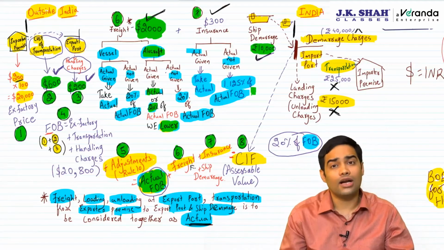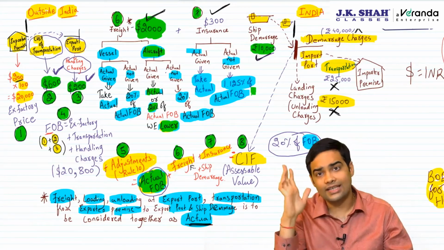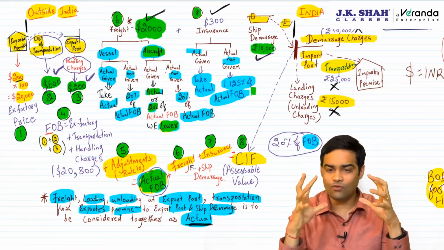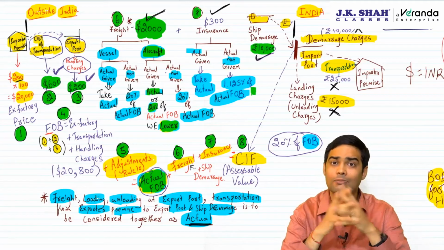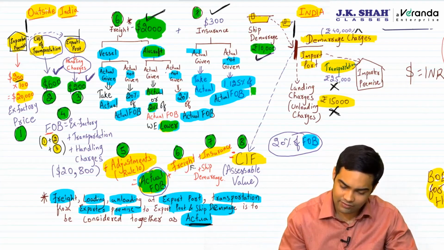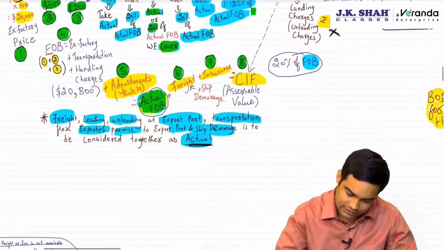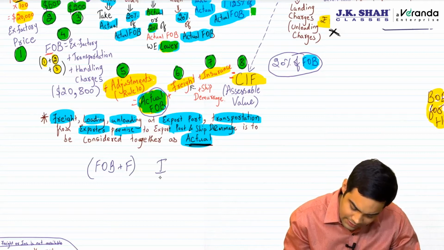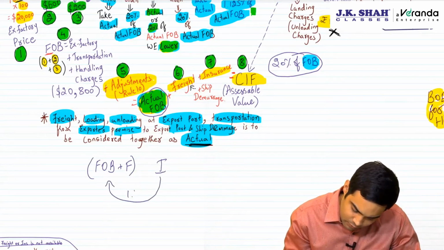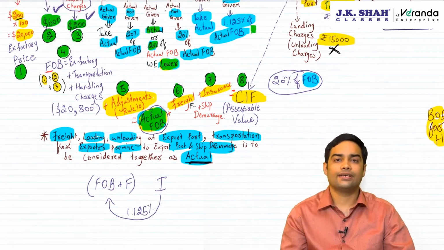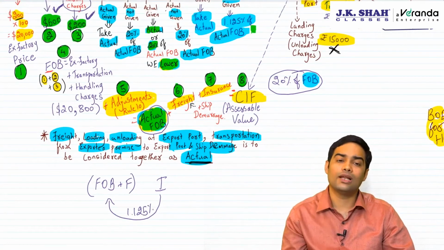Plus, remember one very important point. Say suppose FOB plus freight is given to you together, and breakup is not available. How will you arrive at insurance? Then the law says apply 1.125% on this entire FOB plus freight.